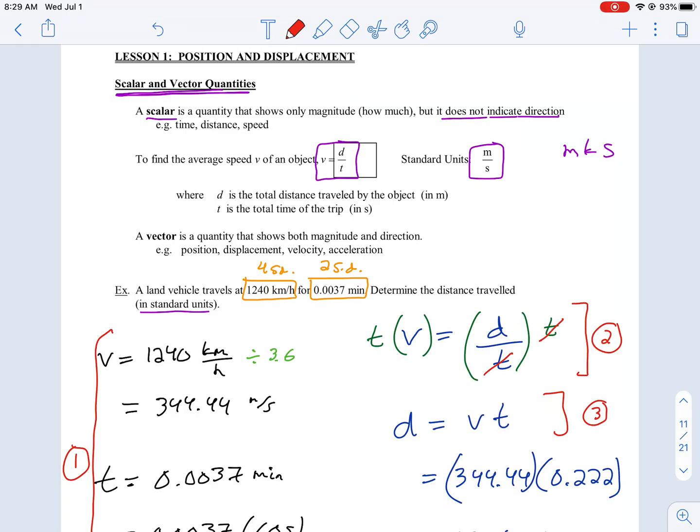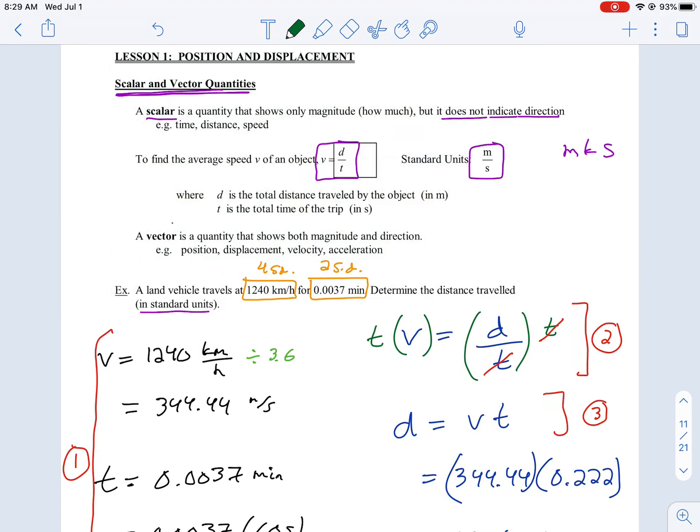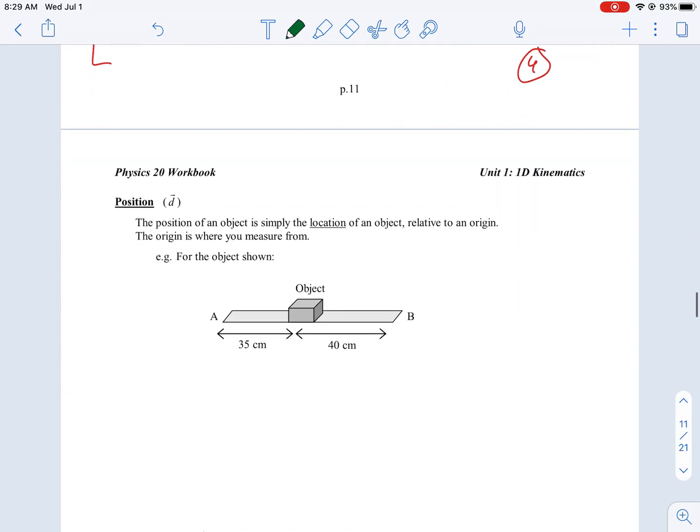Okay, now before I leave this very busy page, I just want to talk about our next area. We're now going to talk about vector quantities. And all you have to know about vectors is that they show both magnitude and direction. They will show direction. And these are the quantities we're now going to talk about for the rest of the unit. So without further ado, let's get started.